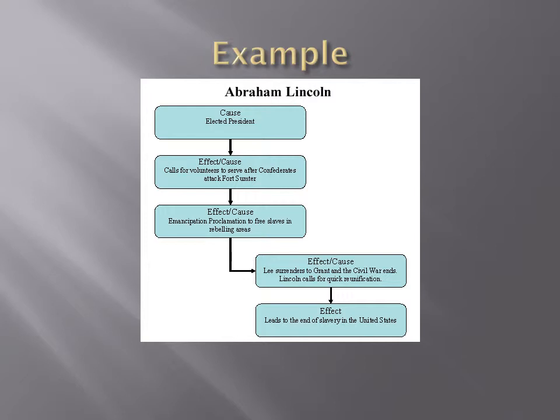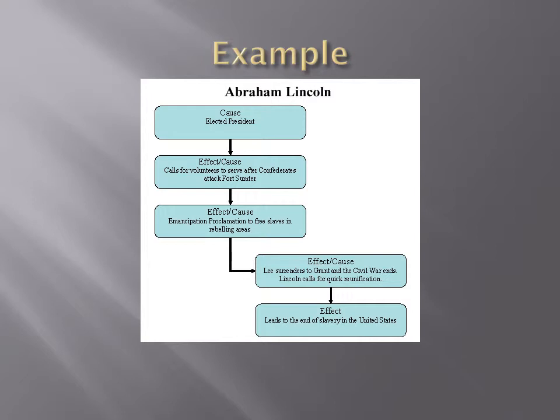He issues the Emancipation Proclamation to free slaves in rebelling areas. The Emancipation Proclamation had its own effects. Because of it, the war goes on, and ultimately, Lee surrenders to Grant and the Civil War ends. Lincoln calls for reunification.